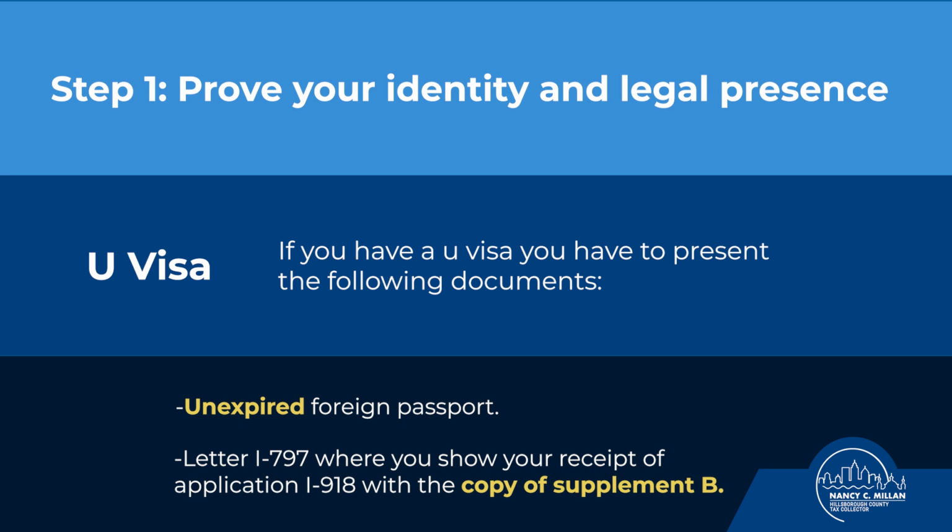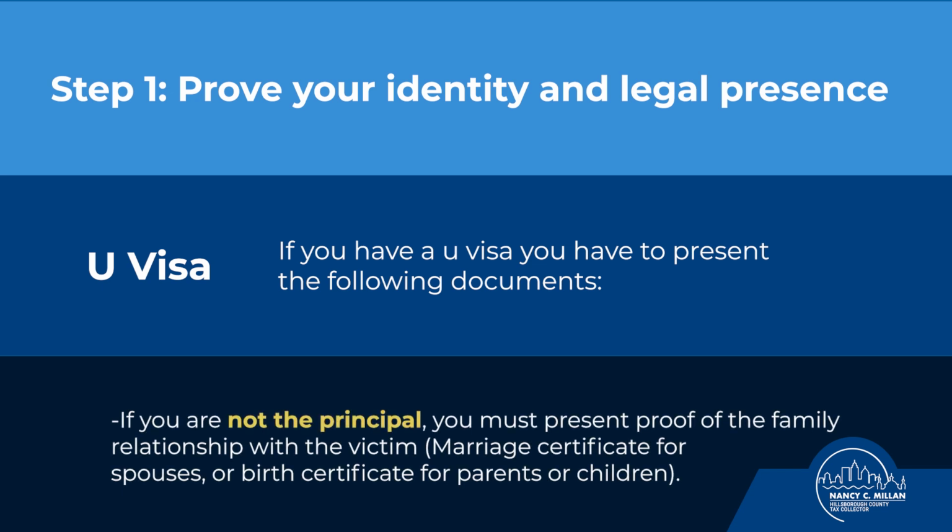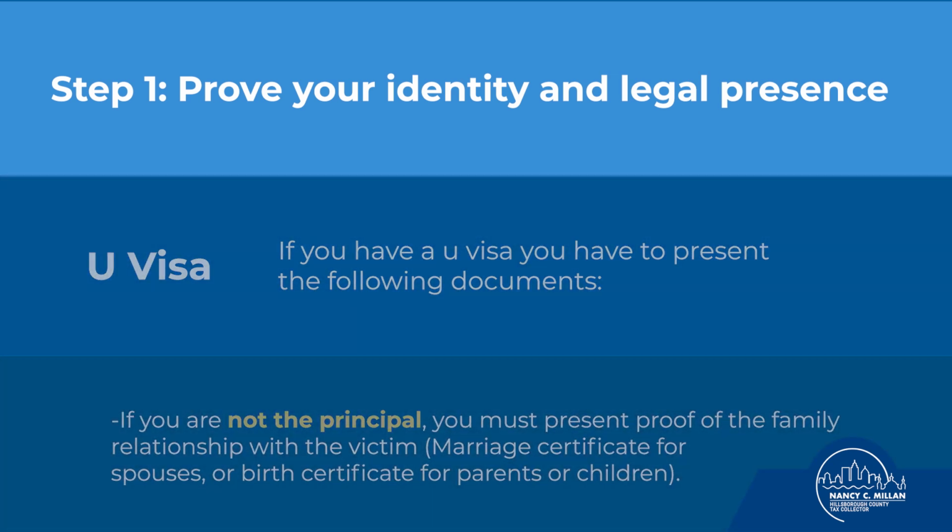U visa. If you have a U visa, you have to present the following documents: an unexpired foreign passport, a letter I-797 where you show your receipt of application I-918 with a copy of Supplement B, and if you are not the principal, you must present proof of the family relationship with the victim. Some examples are a marriage certificate for spouses, or birth certificates for parents or children.